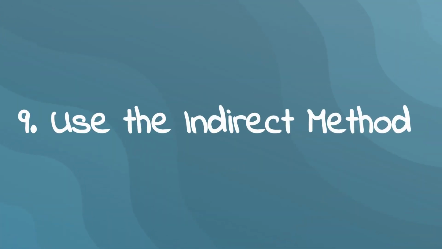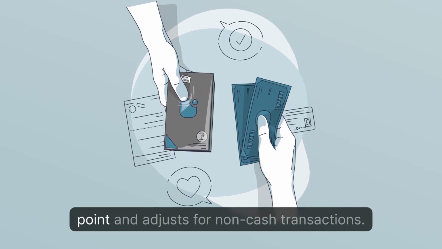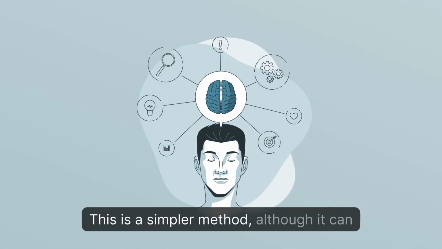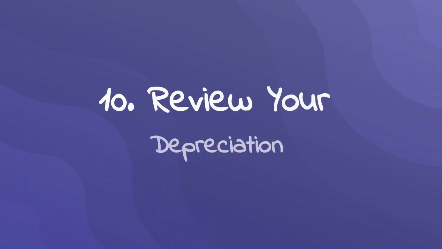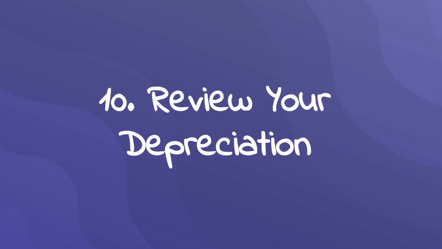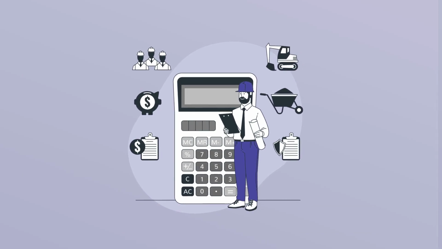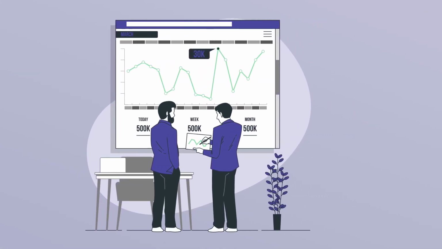9. Use the Indirect Method. This method uses net income as the starting point and adjusts for non-cash transactions. This is a simpler method, although it can be less comprehensive. 10. Review your depreciation. Track the depreciation value of all your assets. Depreciation can impact your cash flow in a significant way.